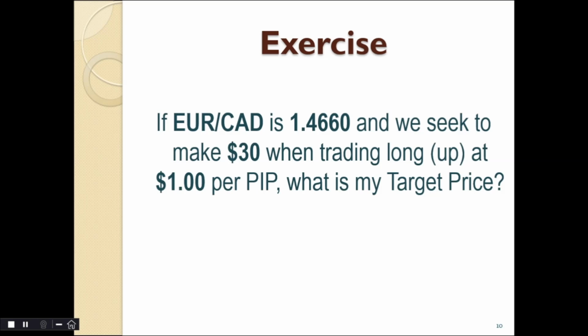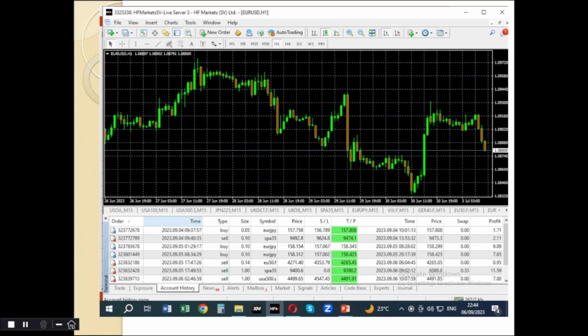So what will be the target price now if you are going up? If you now realize that there was a movement of 30 pips, you just need to add it to 1.4660, which means you are adding 30 to the last two digits. You now have 1.4690. Eventually, this is how the market presents itself.